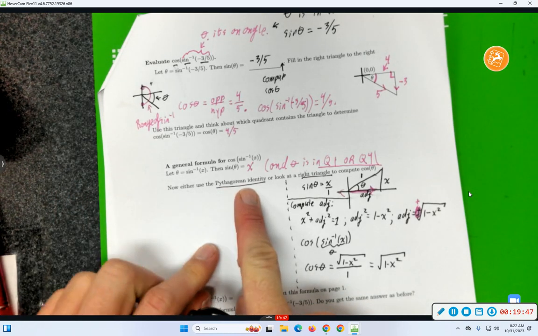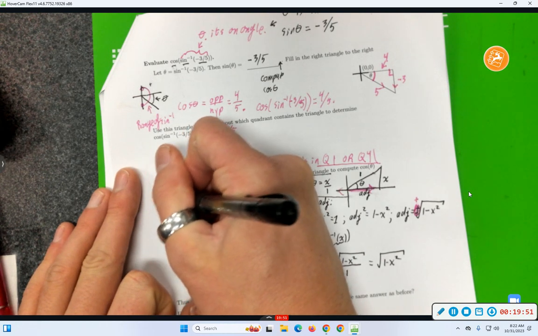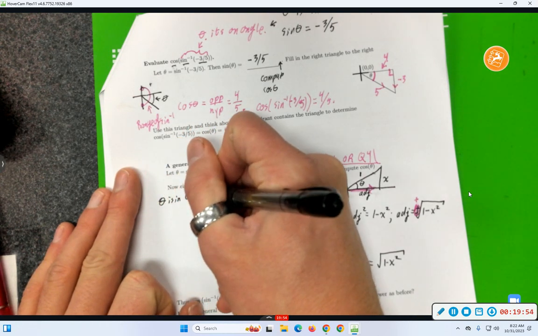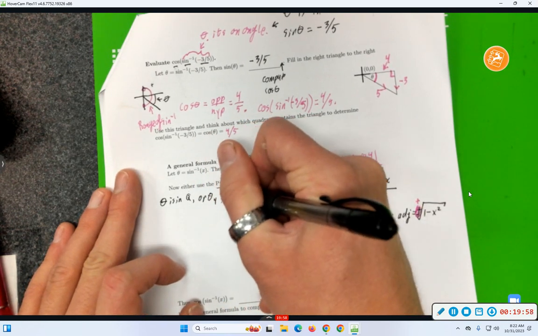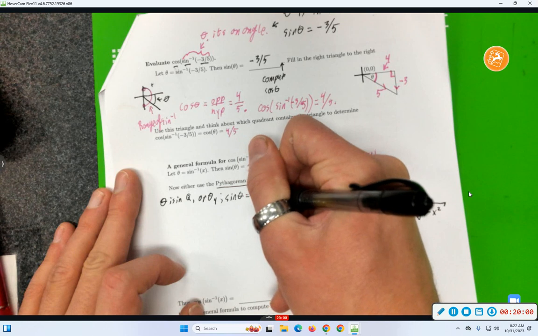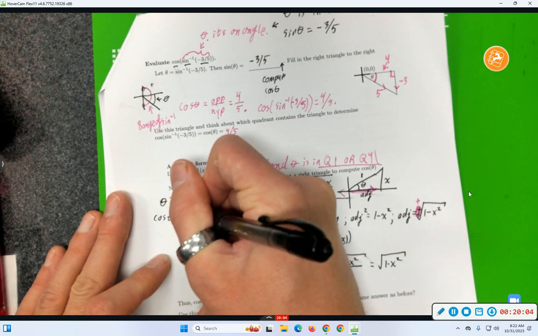Let's also use the Pythagorean identity. So here's what I know. I know that theta is in quadrant 1 or quadrant 4. I know sine of theta is equal to this number x. I would like to compute cosine of theta.